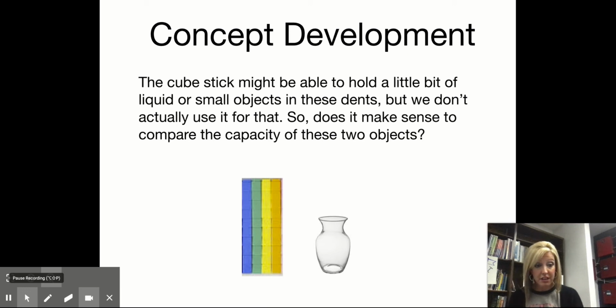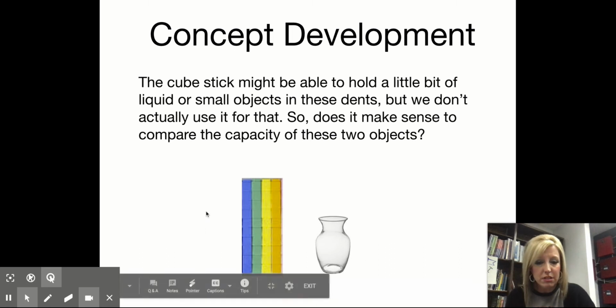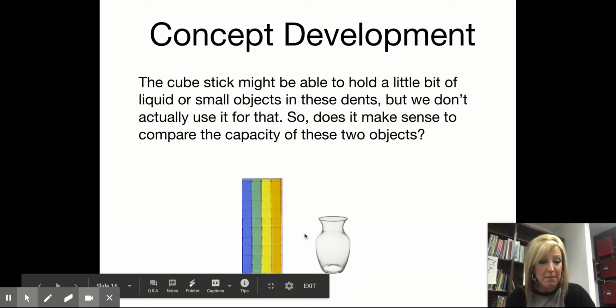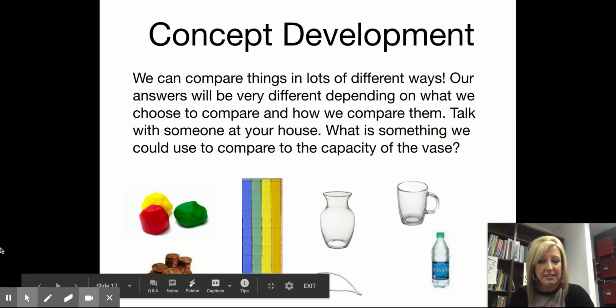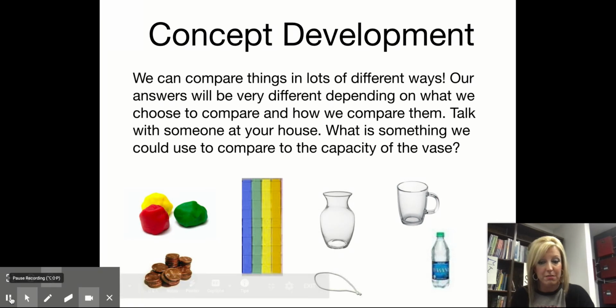If I asked you to go get some water, what would you choose? Would you choose to put it in a vase or would you choose to put it in a cube stick? Very good, you put it in the vase because we don't really use the cube sticks to hold things. So does it make sense to compare the capacity of these two objects? Would that be a good measurement? Would that be a good comparison? No, because the cube sticks aren't used to measure capacity. We can compare things in lots of different ways. Our answers will vary depending on what we're choosing to compare and how we can compare them.